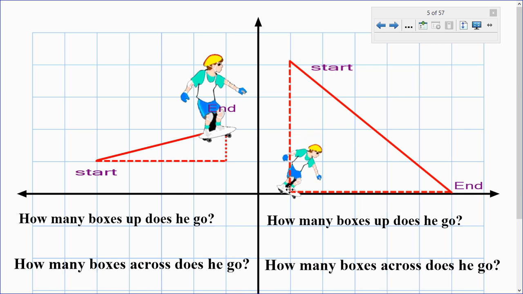So remember, we stay on the blue lines. So 4 down, and how many across? 1, 2, 3, 4, 5. So he went down 4 and 5 across. So he ended up at the end. So that's how we're going to deal with slope.